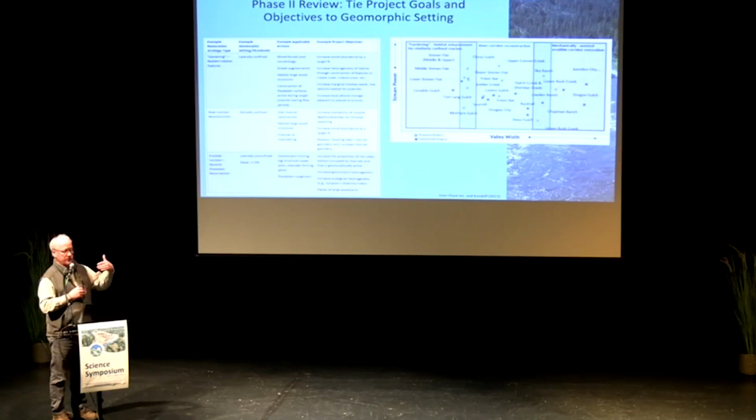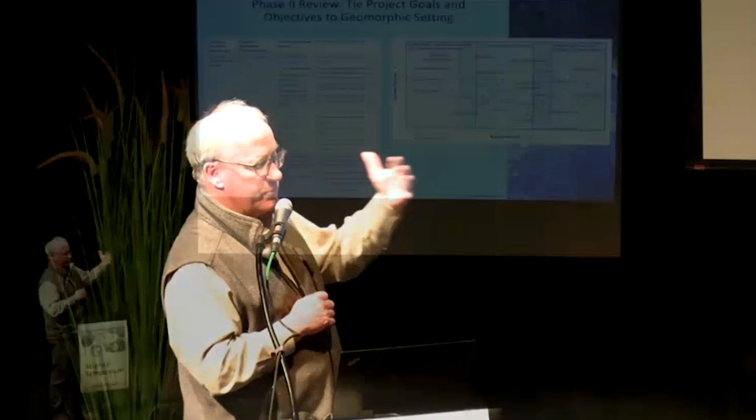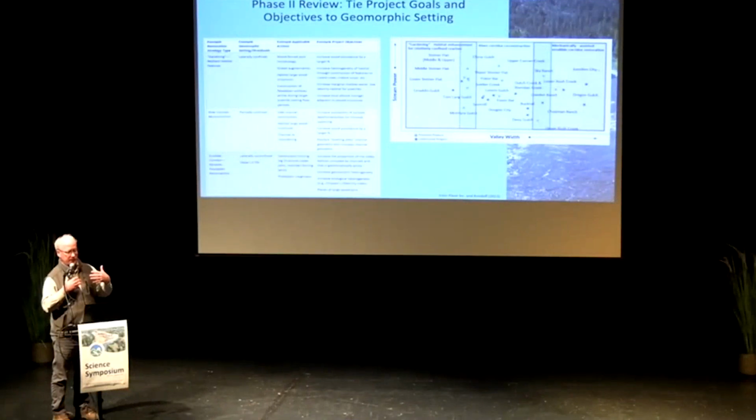The second one was river corridor reconstruction, where we had partially confined areas. What's interesting about this is they placed the Oregon Gulch project not in this category, but in the unconfined area. But I would say that the Oregon Gulch project probably started out in this partially confined system. And the big thing was with the removal of the mine tailings, that moved that system from a confined into an unconfined, or at least lower confined, system.